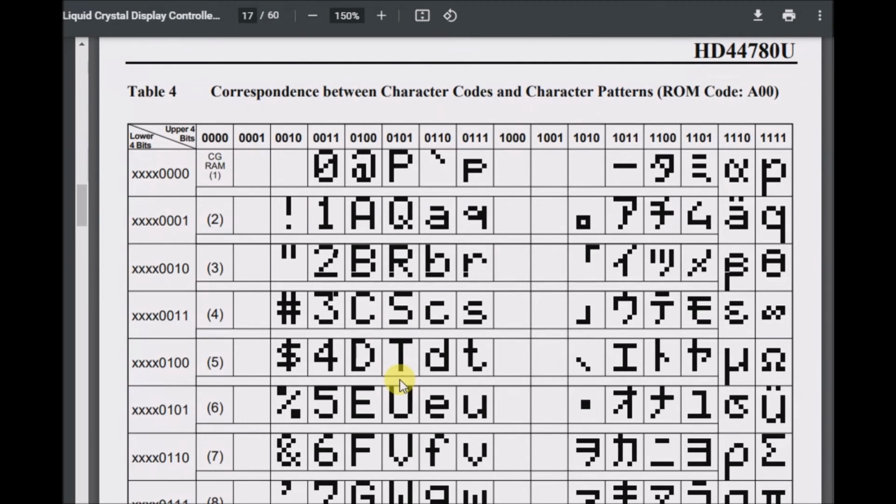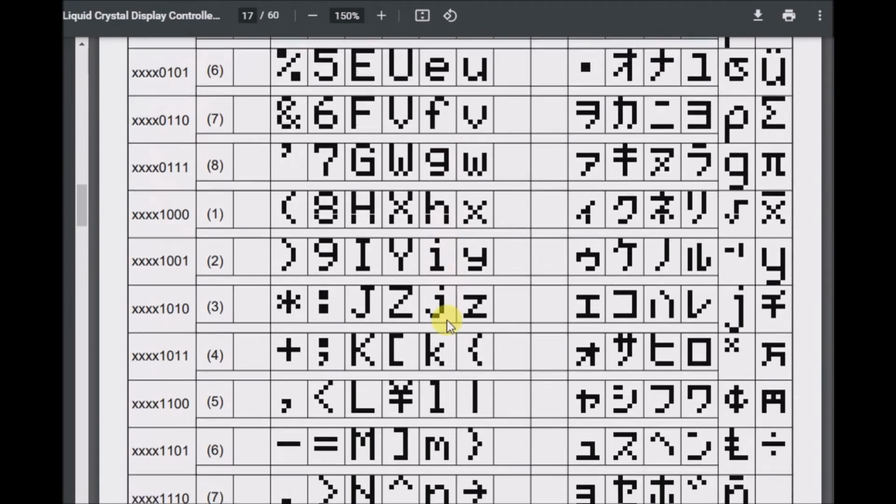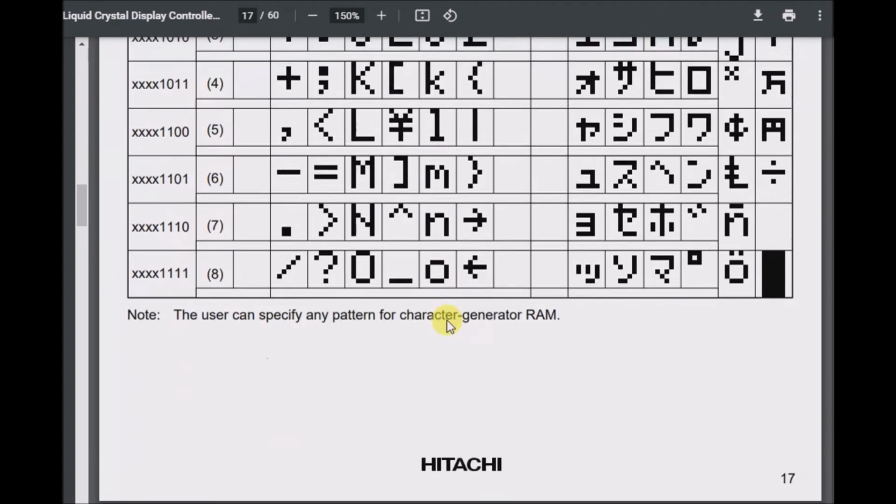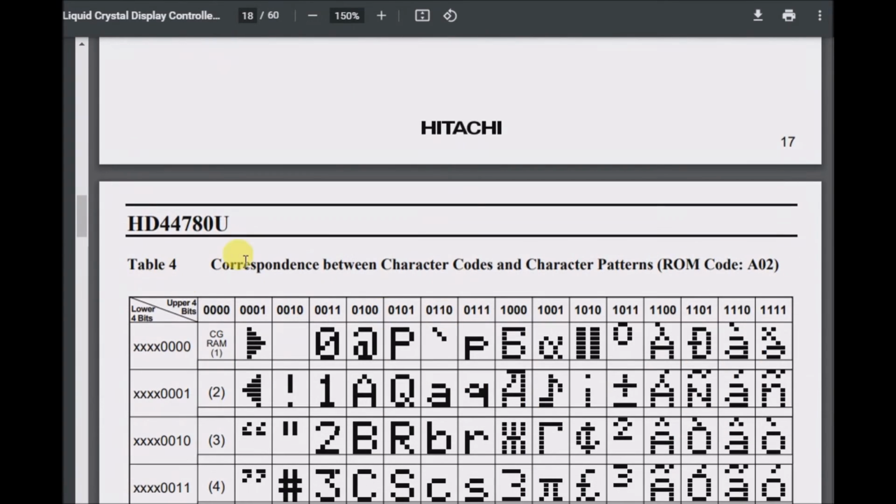And Table 4, correspondence between character codes and character patterns. ROM code A00. Lower bits, upper 4 bits. I guess it's showing all the characters. Table 4, correspondence between character codes and character patterns. ROM code A02.